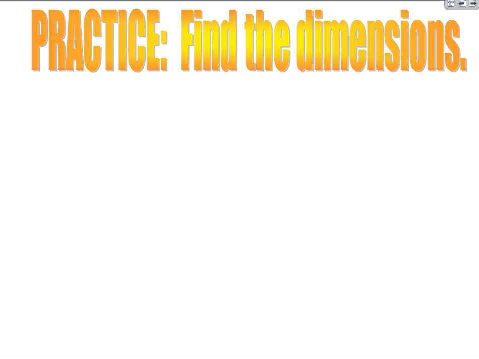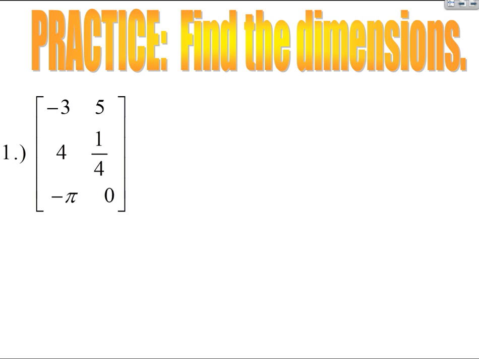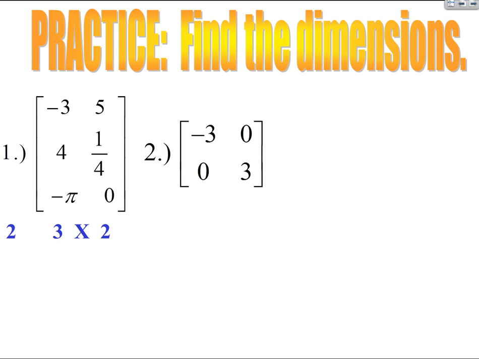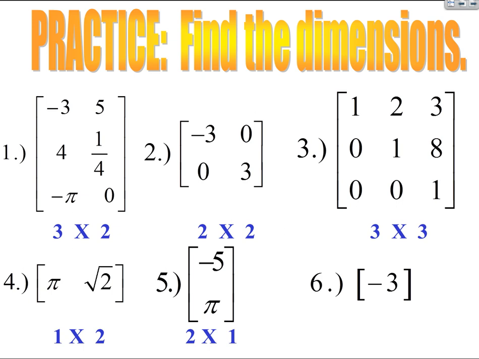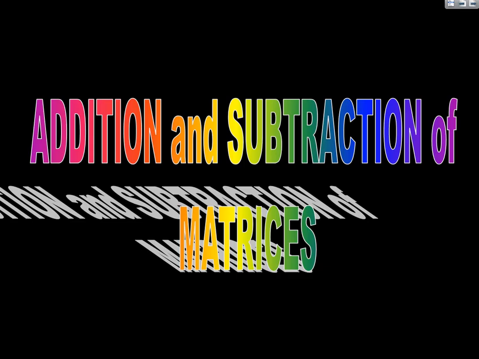What's that, real quick? 3 by 2. What's that? 2 by 2. What's that? Good. 1 by 2. 2 by 1. What's that? 1 by 1. There you go. Pretty boring. Okay. So addition and subtraction of matrices.